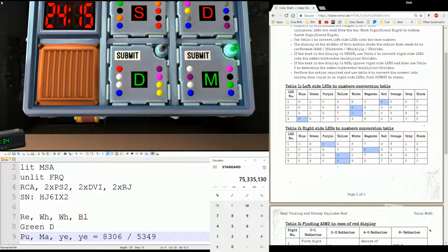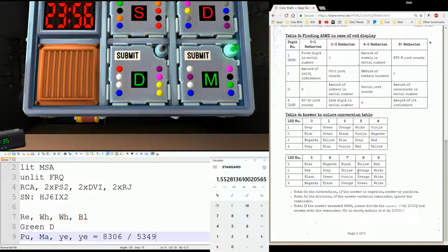So, 8603 divided by 5349 gives you one with a remainder of something. Let's find out. 1.5558, blah, blah. One. Because on the division, if there's a remainder, you ignore it. So all you care about is the part left of the decimal point. That's going to give you a 1. As a side note, since you're dividing large numbers by large numbers, 0 and 1 are your two most common answers on divisions. At least, that feels pretty true from what I've seen. On a D, you're probably going to get 1 or 0.